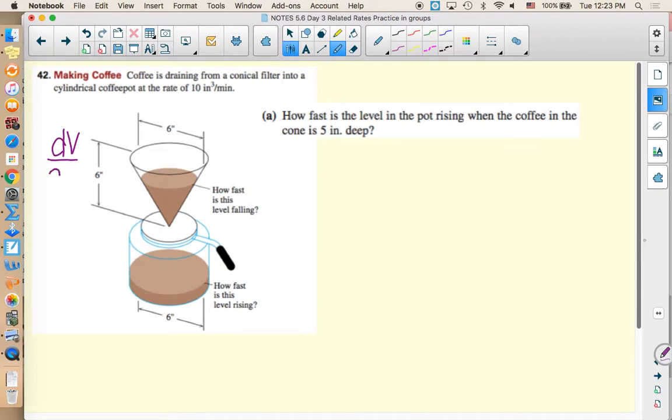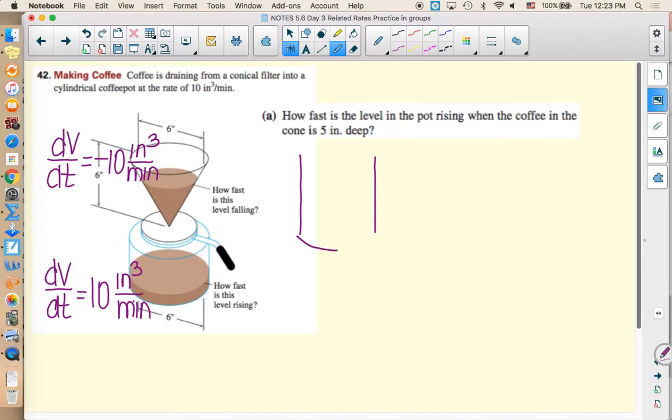So for the cone, dV/dt, since it's leaving, I am losing 10 cubic inches per minute. That coffee, however, is flowing right into the cylinder, so the rate of change of volume for the cylinder is gaining 10 cubic inches per minute. So those are two facts that are permanent for the situation. They asked, how fast is the water level in the pot rising when the cone is 5 inches deep? So I'm going to sketch the coffee pot, which is that cylinder.